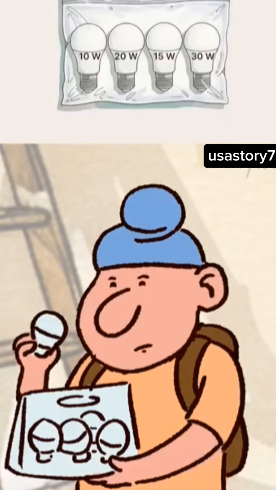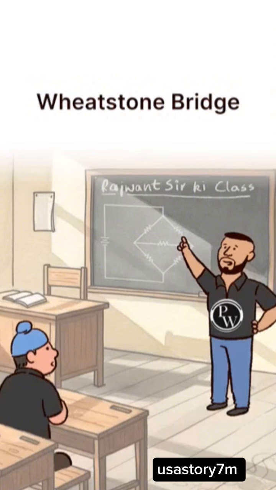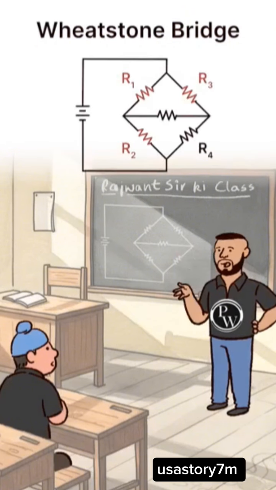That's when he noticed the ratings on the other bulbs. 2 combinations formed a common ratio. It reminded him of Mr. Rajvan's physics class. Today we will learn about the Wheatstone bridge. It's a technique where using known resistors we can determine the value of an unknown resistor.